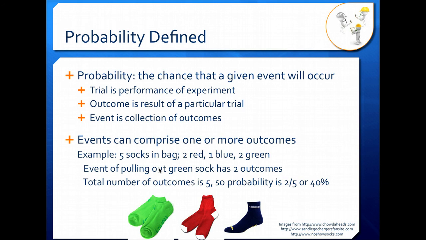Let's look at 5 socks in a bag. We've got 2 red socks, 1 blue sock, and 2 green socks. So the event of pulling out a green sock has 2 outcomes because we have 2 socks in that bag that are green. The total number of outcomes is 5. So the probability of pulling out a green sock is 2 socks out of 5 socks total, or 40%. And that's what we mean by events. Sometimes things get a little bit complicated when you have lots of stuff to pull out of, so keep in mind what your event actually is when you're calculating probability.